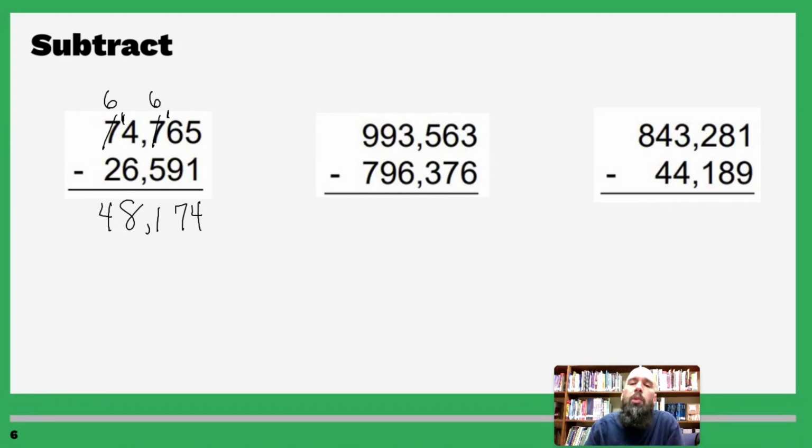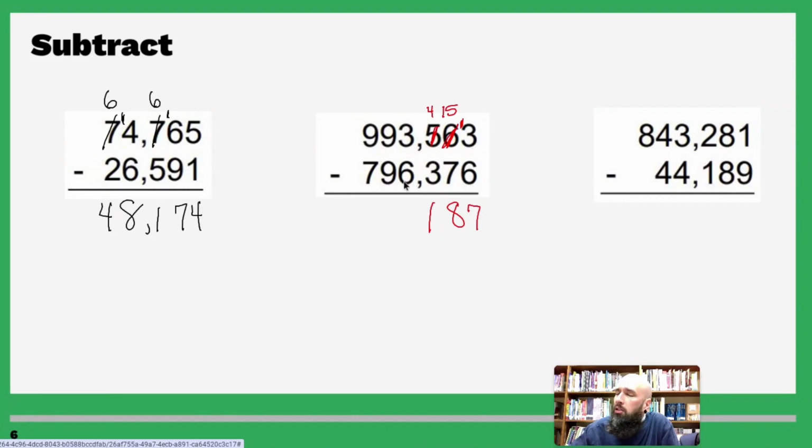Okay? Let's do some more. 6 digits. Oh! 3 minus 6, can't do it. Borrow 1 from 6 and make it 5. Turn the 3 into 13. 13 minus 6 is 7. No big deal. 5 minus 7, can't do it. Borrow 1 from 5 and make it 4. And then turn it into 15. 15 minus 7 is 8. 4 minus 3 is 1.